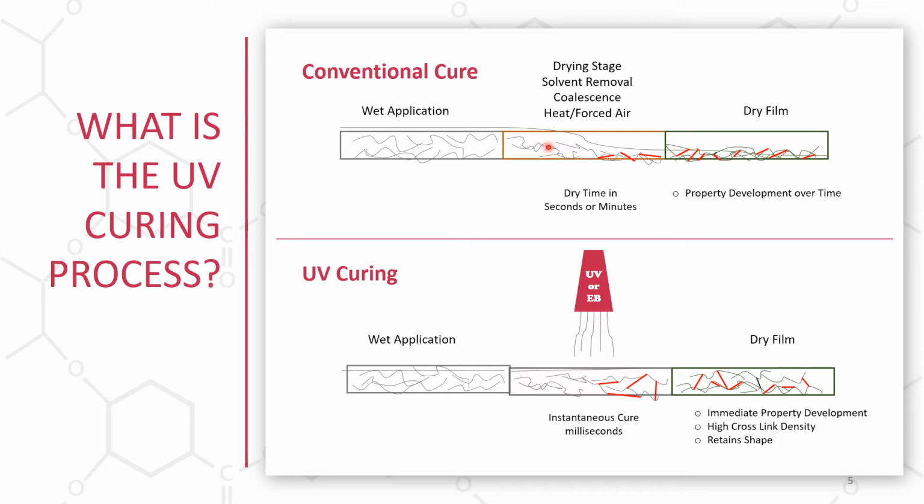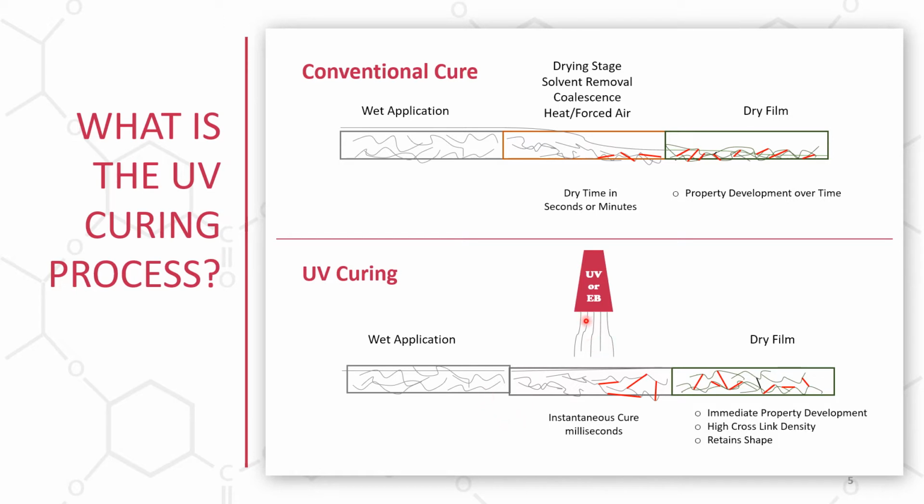Now, drying time can be seconds or minutes. And what you get is a reduction in the thickness of the coating, and you get your dry film. And the properties tend to develop over time. In UV curing, the first step is essentially the same. You apply your formulation, wet application, using the same coating technology used for conventional cure. It could be spray, it could be roller coat or curtain coat, or a wide range of coating applications. However, it's the next step where things become quite different.